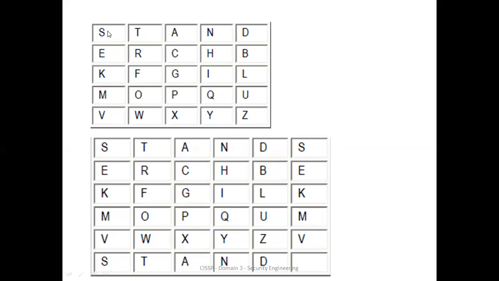Similarly, I have copied the first row, STAND, and I have pasted it as a last row. So the extended key table is just to help you with the mathematical computation, basically. We will see how it works.